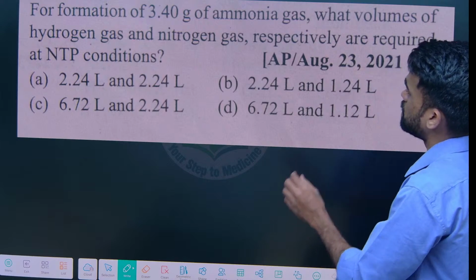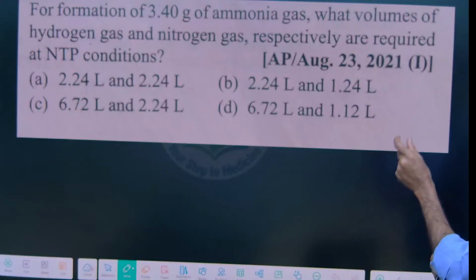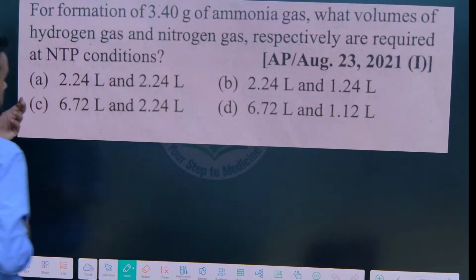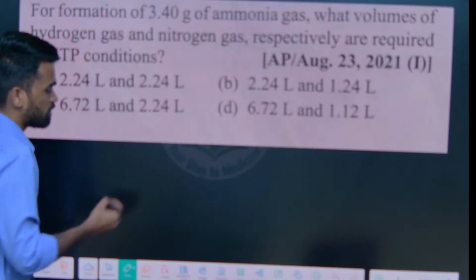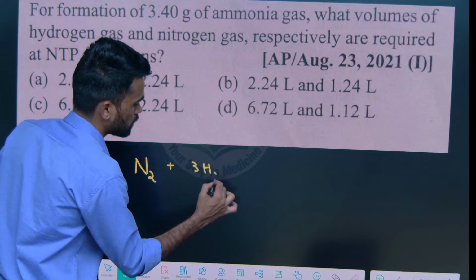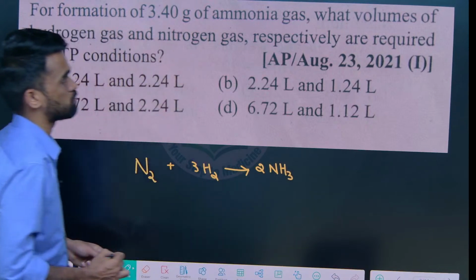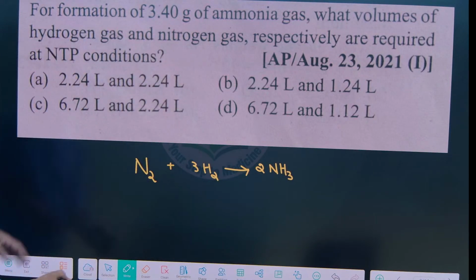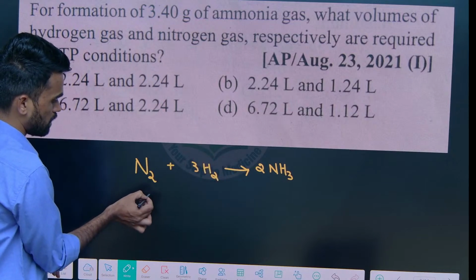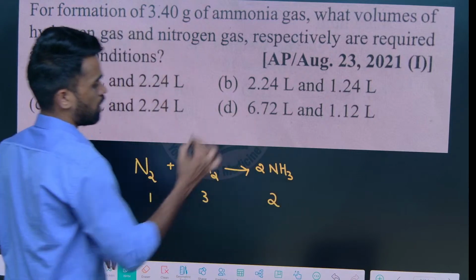For the formation of 3.4 grams of ammonia, what volumes of hydrogen gas and nitrogen gas respectively are required at NTP? See, at STP or NTP they mention standard conditions here. First of all, write the balanced equation: N2 plus 3H2 gives 2NH3. This is the ammonia formation equation by Haber's process. Now if you observe, it's a balanced equation where we require 1 mole of N2 and 3 moles of H2 to produce 2 moles of ammonia gas.